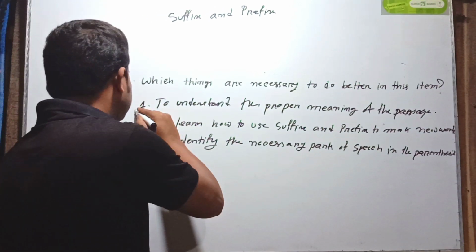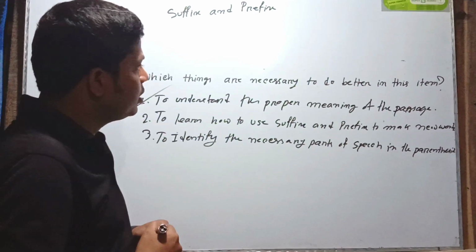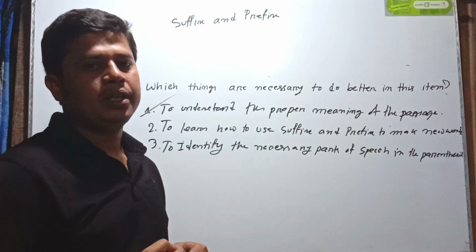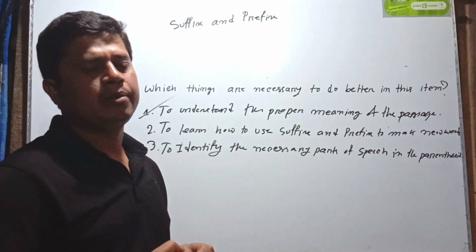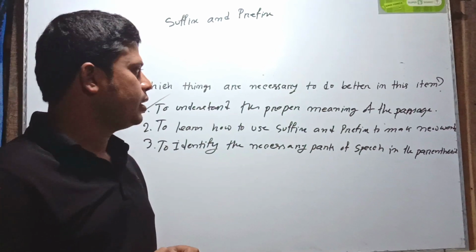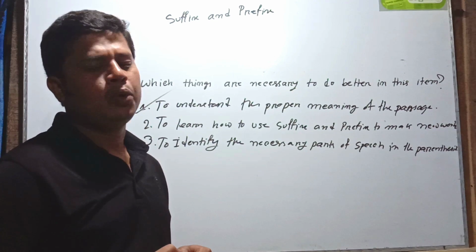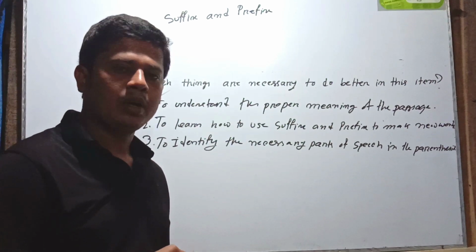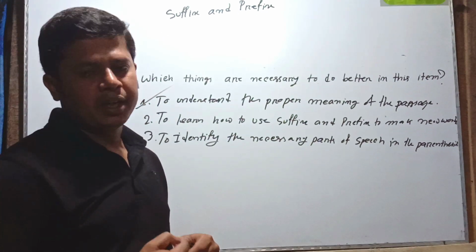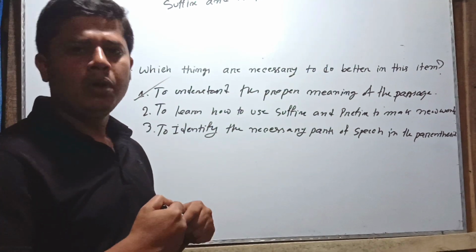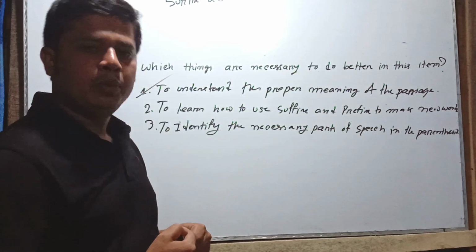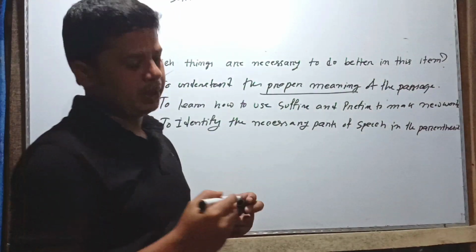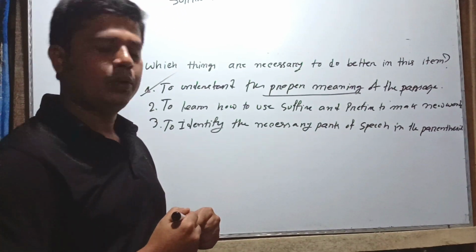First, we will discuss these 3. First one, to understand the proper meaning of the passage. Dear students, to understand a passage properly, you need to learn all grammatical items and you need to master vocabularies, as many as you can. When you learn many vocabularies, sentence making rules, and all grammatical items, then you will be able to understand the proper meaning of the passage. Is this clear, students? Okay, thank you.